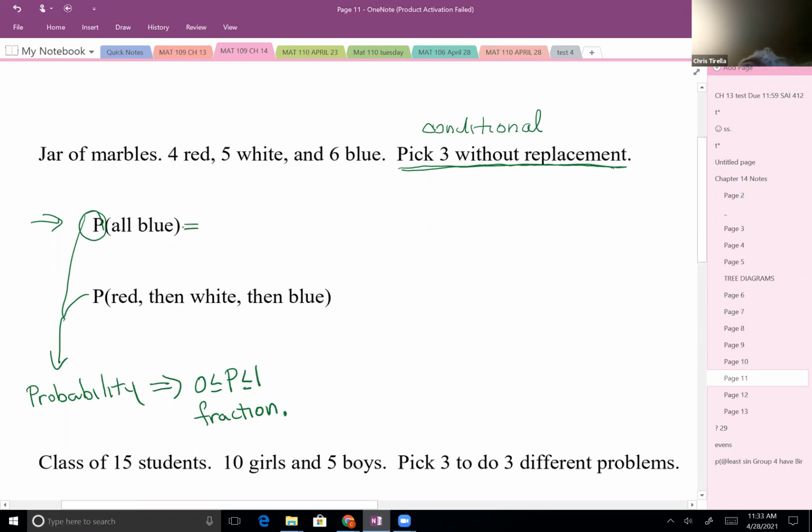And so let's find the probability that the first one is blue. Well, how many marbles are there altogether? What's the total number of marbles? When I add those, I get 15. So the probability that the first one is blue is 6 out of 15. Now, what's the probability that the second one is blue? Aren't there only 5 blue left of the 14 marbles? And the probability that the third one is blue, wouldn't that be 4 out of the 13 that are left?